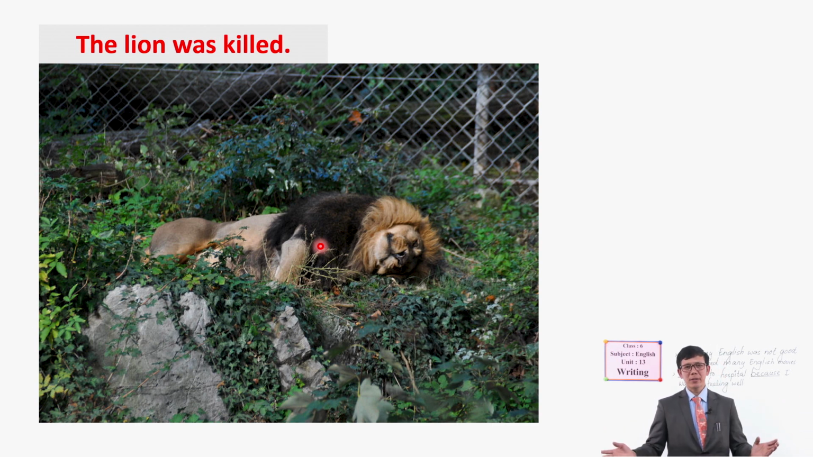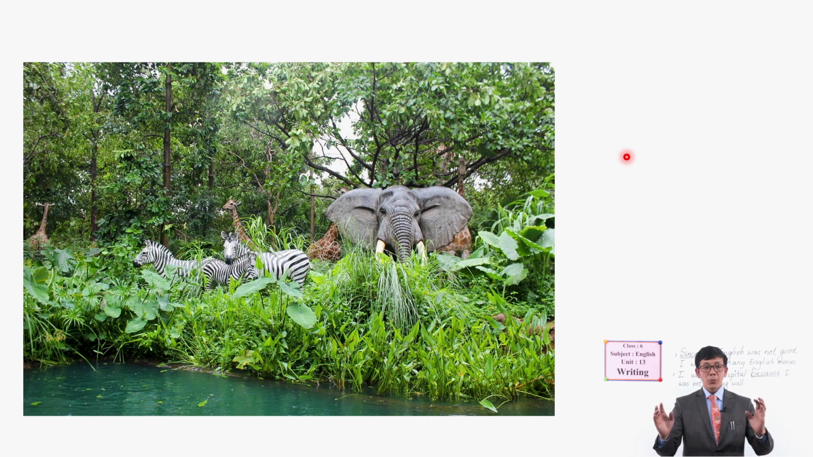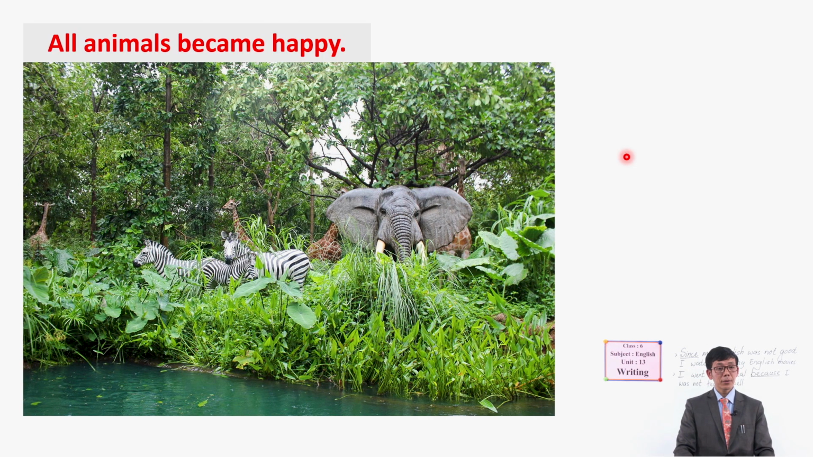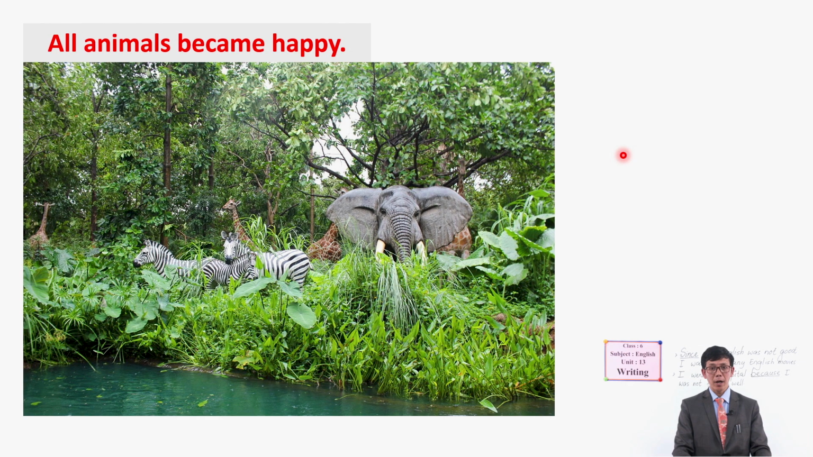What do you think? Did the animals become very sad or very happy? What happened? You can think of the last sentence. So the last sentence, what do you think? Well, you can see there, the last sentence: all animals became happy when the lion died. Yes, my dear students, it's wonderful. You have made all the sentences correctly.